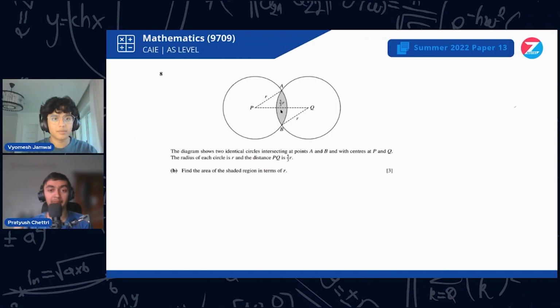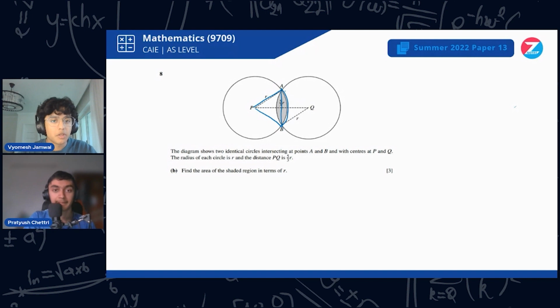This is from the previous question, but instead of finding the perimeter, we're finding the shaded area. It's not immediately obvious, so can you help us, Vyumesh? Sure. What I immediately think of is that I could put it as 2 sectors. Let me draw a sector first of all. Let's say APB. Then I'm going to draw a line from AB vertically down.